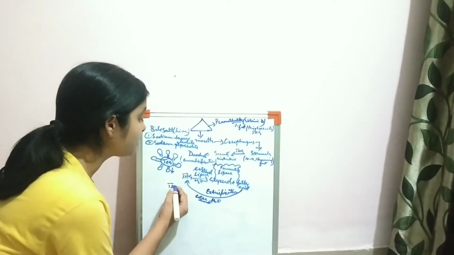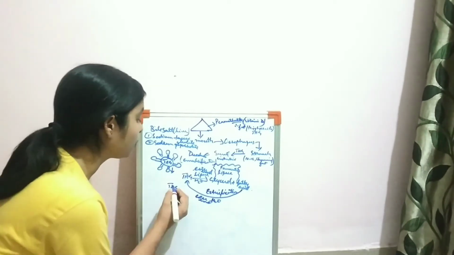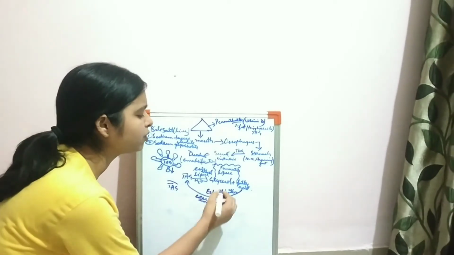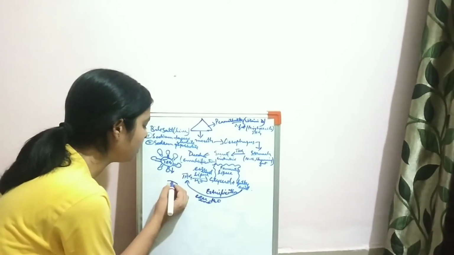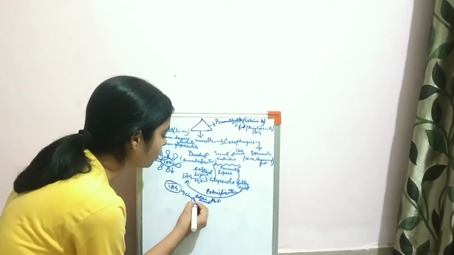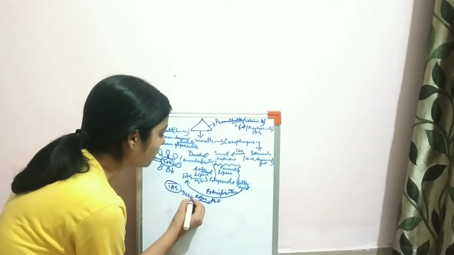So what happens? There comes a carrier, that is lipoprotein, and it simply surrounds this triglyceride along with some of the cholesterol and lipid present in the small intestine, and it forms a structure that is called the chylomicron.